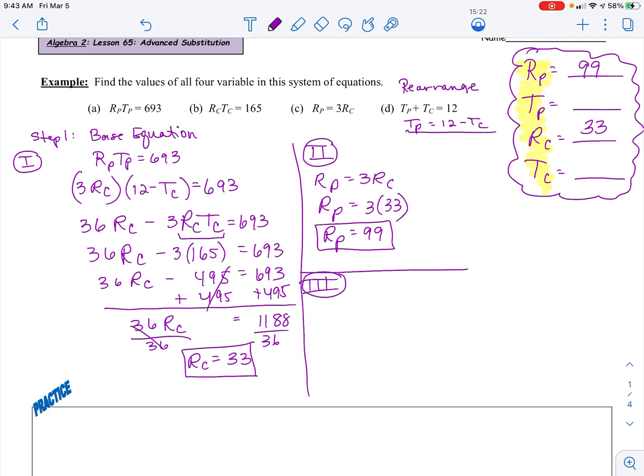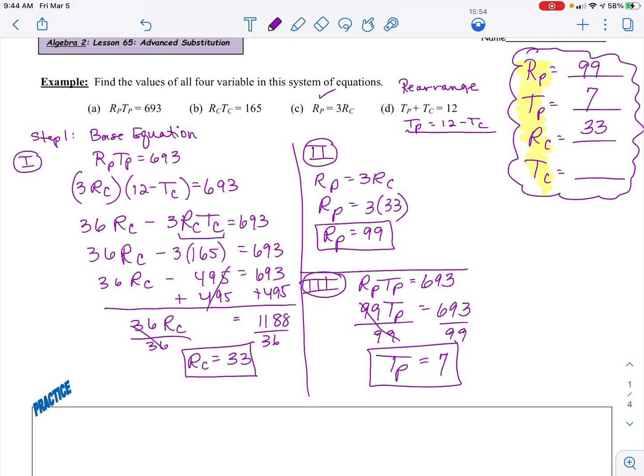Might use that again. I've used RP, I've used this one to solve for RC, so I'm not going to use that one again. Let's use RP, TP is equal to 693 because I know what the value of RP is. It's 99. And that will allow me to solve for TP. And pretty quickly, actually. TP is now equal to 7.